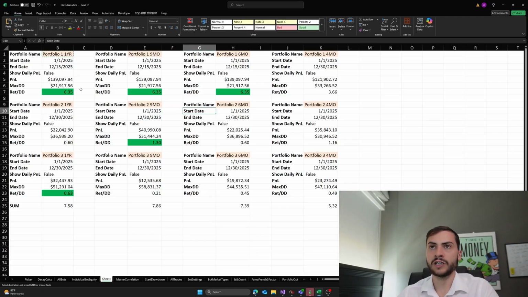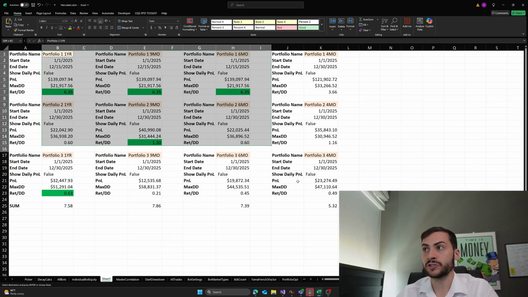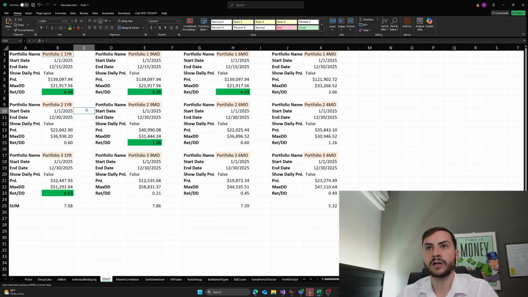So what I did was I used 2024 as my in-sample data. For example, for the 1 year, column B here, in each portfolio, I found systems that made money over the course of 2024. If they were profitable, I included them for this test, okay? So 2025 was my out of sample. All the results you're seeing here are 2025 year to date results. But to make those decisions on what to trade for 2025, I used 2024 data, okay?